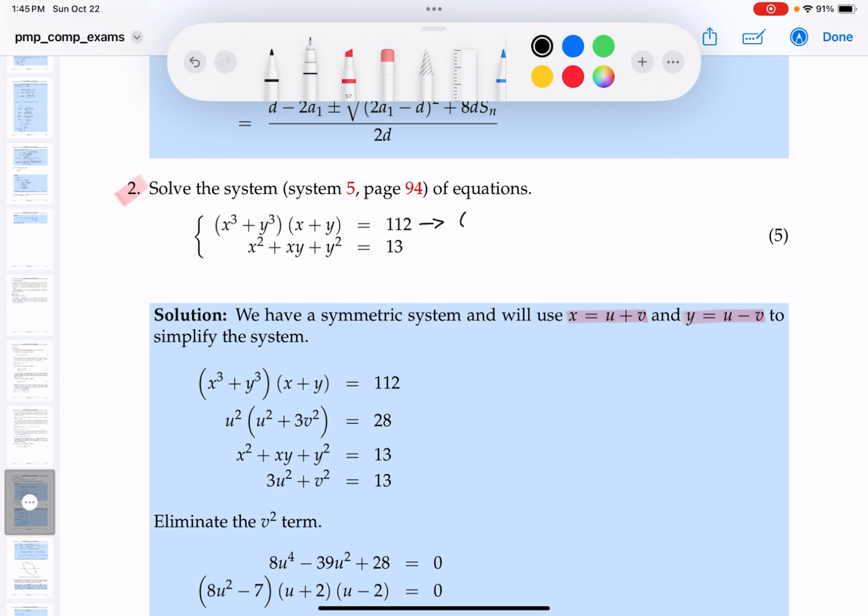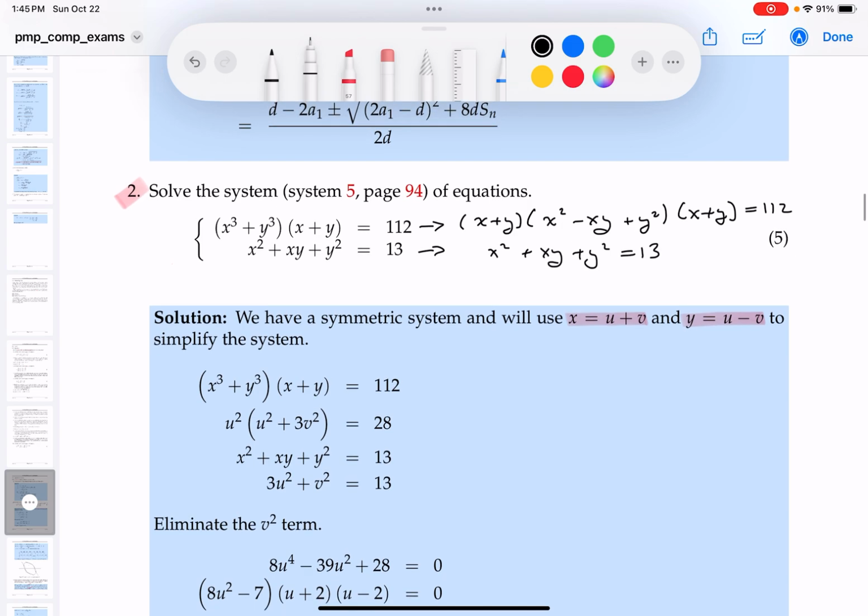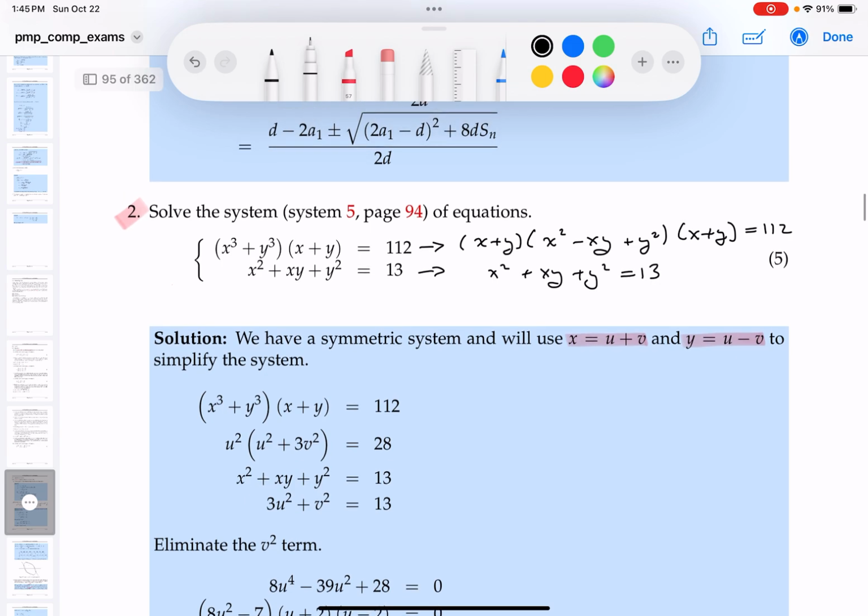Because I know how to factor a cubic, that's going to be x plus y, and then you'd have x squared minus xy plus y squared, and then you'd have x plus y, and that would equal 112. And the second equation, I'm just going to write down: x squared plus xy plus y squared is equal to 13. So looking at that, I need a couple different things. I certainly need to know what x plus y is. I see it all over the place, by the way. I'll write that down for you.